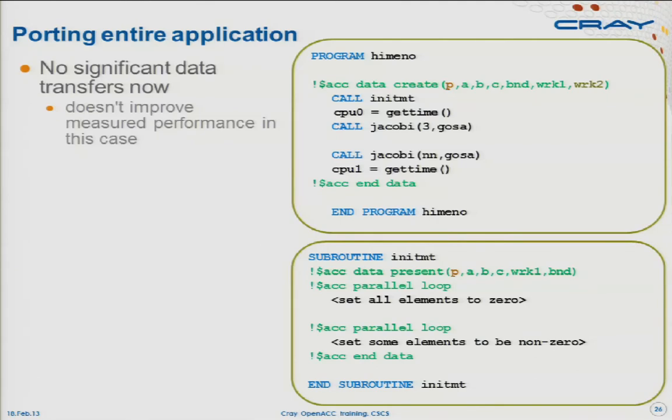So now the initialization goes inside. What that means is that we go into the initialization routine. There's a couple of loop nests that set the initial data. We must make those kernels as well. And we must say that these arrays are already present. But it's so easy to put parallel loop directives in for these that it's almost no work. Again, you don't have to write a kernel to do this. You can do it with OpenACC.